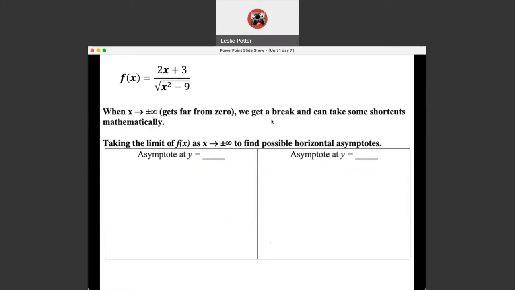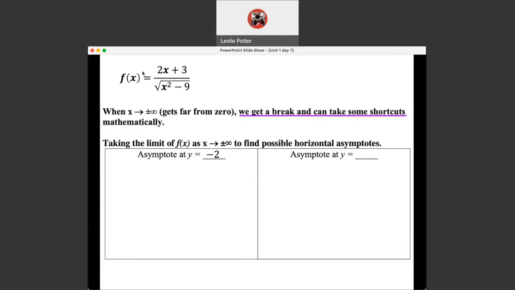This is the cool thing. And we can take some shortcuts mathematically. So this is really kind of cool. So let's take the limit of f of x as x approaches plus or minus infinity, okay, to find these asymptotes. So we're going to first look at the asymptote located at y equals -2.